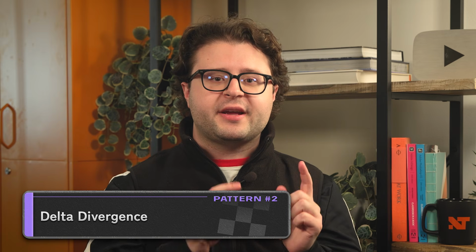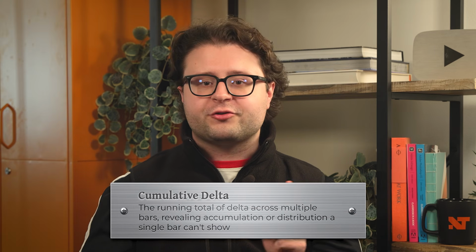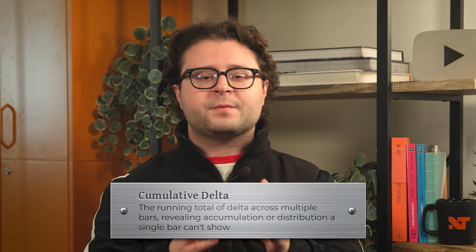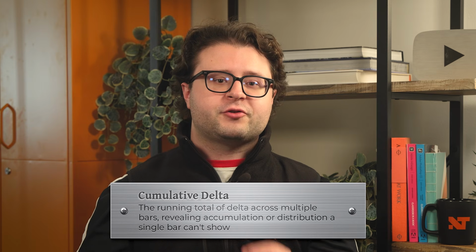Delta divergence is frequently analyzed alongside cumulative delta, which tracks the running total of delta across multiple bars. And the third is trapped traders via single bar volume spikes.